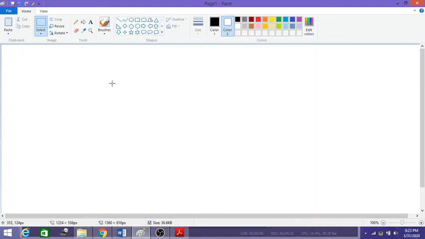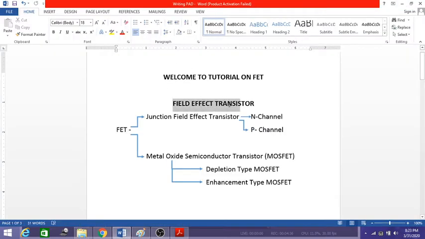Now we are talking about the JFET. JFET stands for junction field effect transistors. Basically there are broadly two categories of junction field effect transistors. Basically it is the field effect transistor, FET.